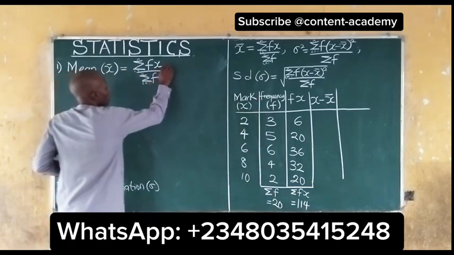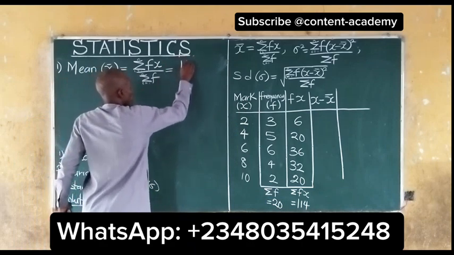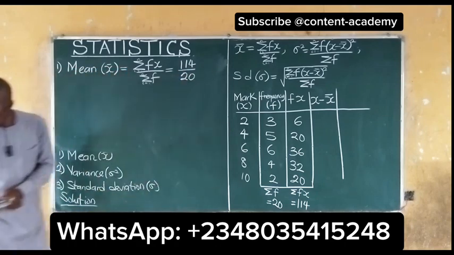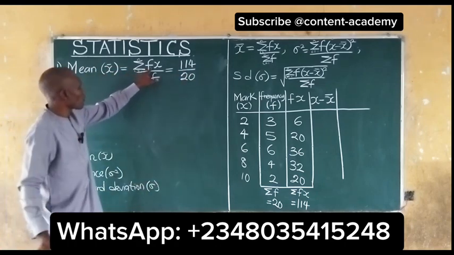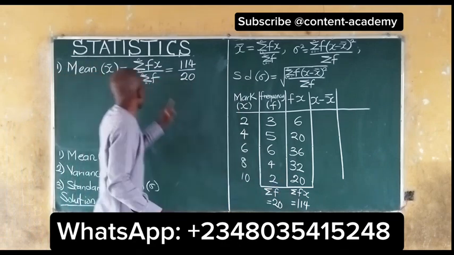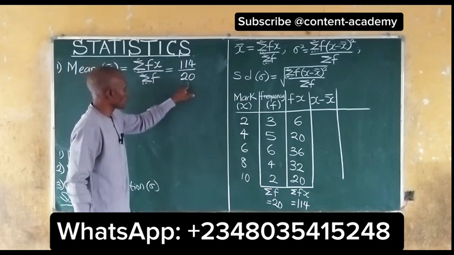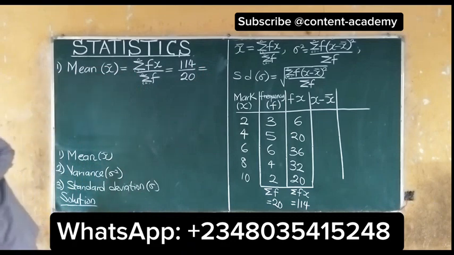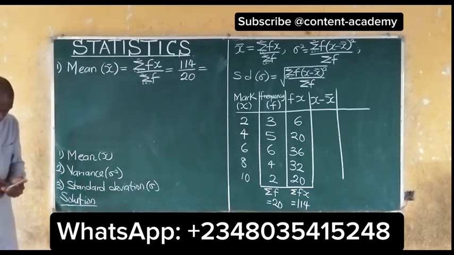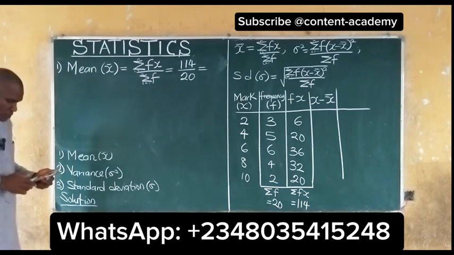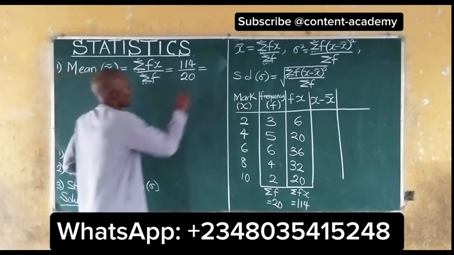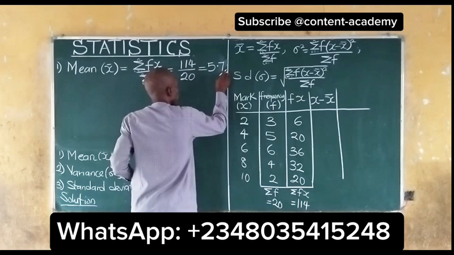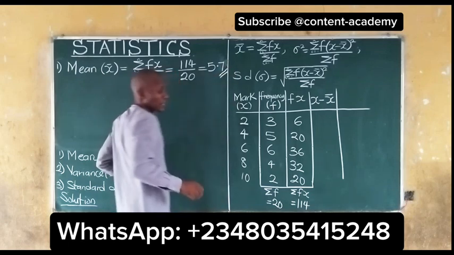So to calculate our mean, it will be 114 divided by 20. The 114 we have here is the summation of f of x, and the 20 is the summation of f. So 114 divided by 20, what will it give us? We got 5.7. So 5.7 becomes our mean.